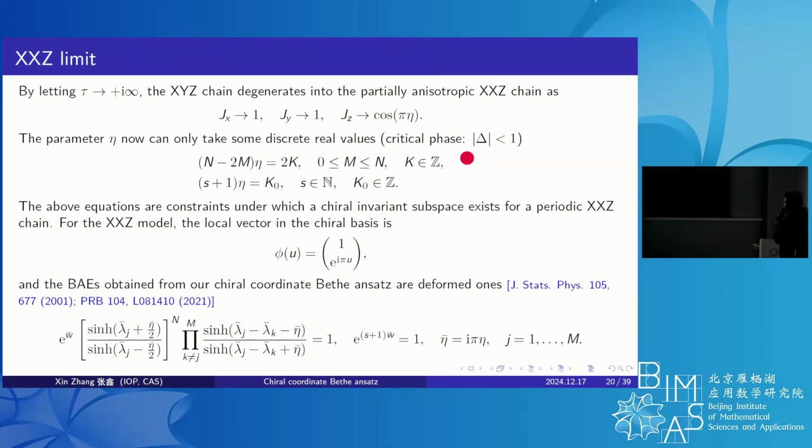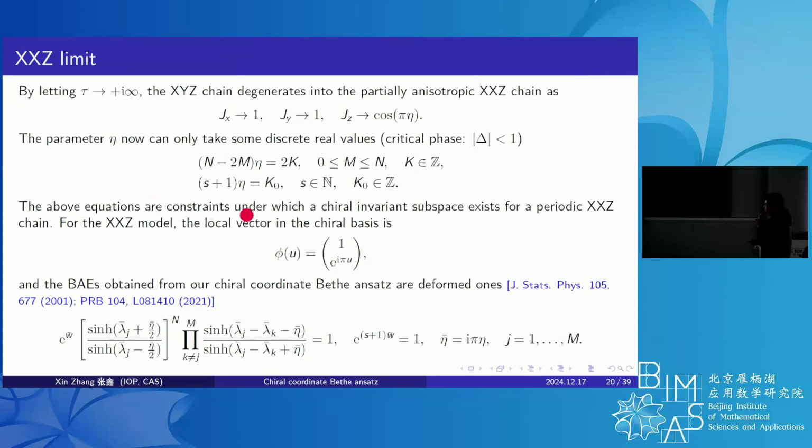It means that for the XXZ chain, this root of unity condition only exists in the critical phase, when the absolute value of delta is less than 1. So in the XXZ chain we also have such root of unity conditions. Then these constraints hold, and the chiral invariant subspace also exists in a periodic XXZ chain.